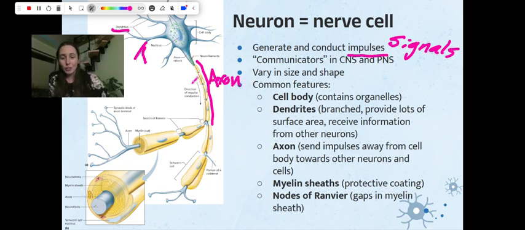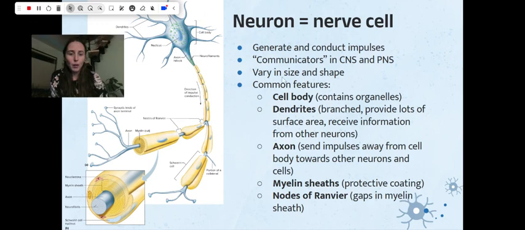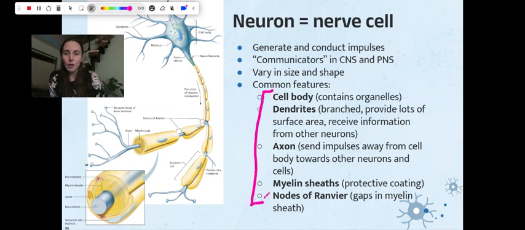We have those myelin sheaths, which are these yellow things you can see. Those myelin sheaths are like a nice protective coating for the cell, so that way our signals can move without any problems. And when you see that there are little tiny spaces in between those insulated sheaths or that protective coating, those are called the nodes of Ranvier. And all these parts are going to make up one nerve cell. So one singular nerve cell is going to have all of the things that we see here, all those common features.